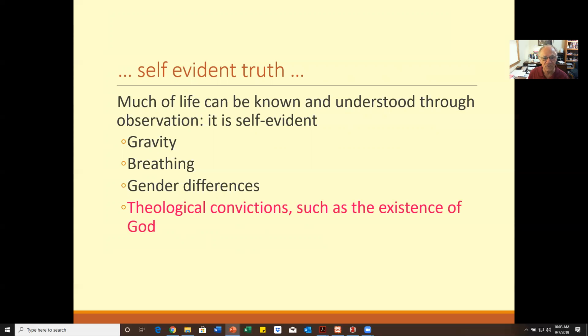These are self-evident truths. And there are theological convictions, such as the existence of God, that the founders believed to be self-evident truth. There is a God. We're not him. And therefore, we have to pay attention to it. So how many of you this morning got up and decided to start breathing? How many of you had anything to do with your birth? There's certain self-evident truths there, things over which you have no control whatsoever.